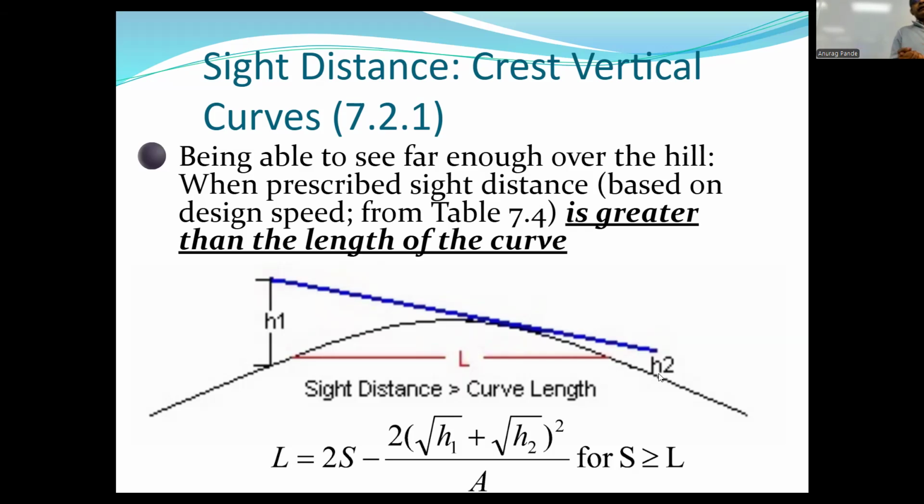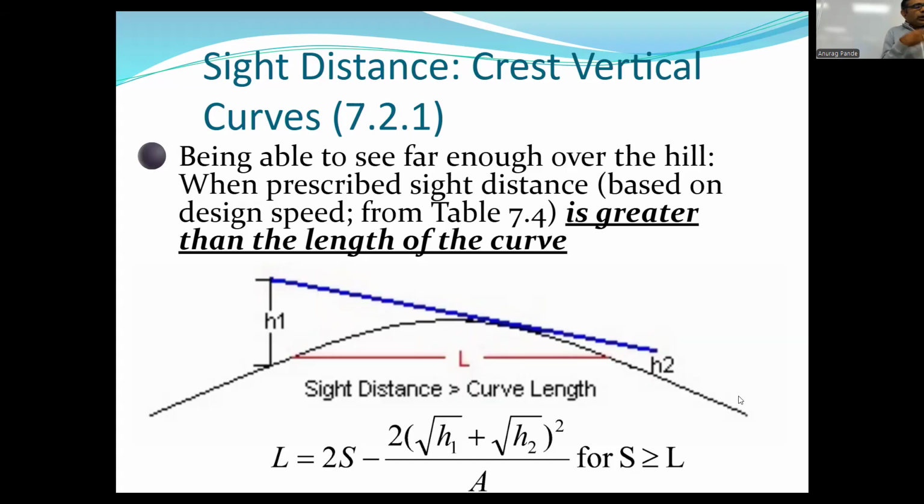Using this formula: L = 2S minus 2 times the square root of h1 plus the square root of h2, whole squared, divided by capital A. Capital S is the stopping sight distance at the given design speed, and capital A is the absolute change in grade. So if it's a 3% upgrade and a 4% downgrade, your capital A is 0.07, so -3 plus +4. Basically you're talking about the difference in the two grades.